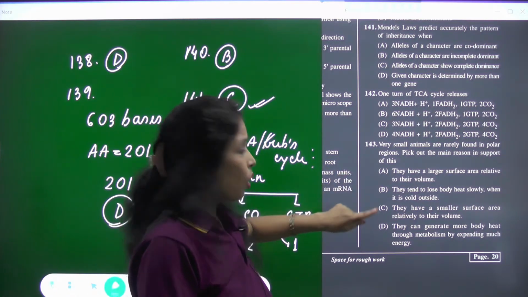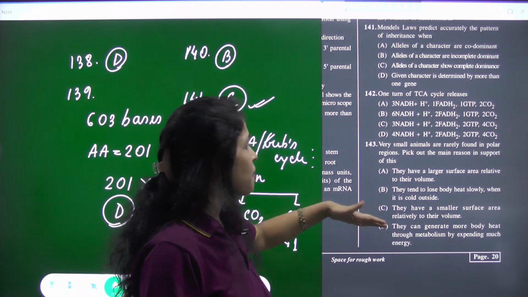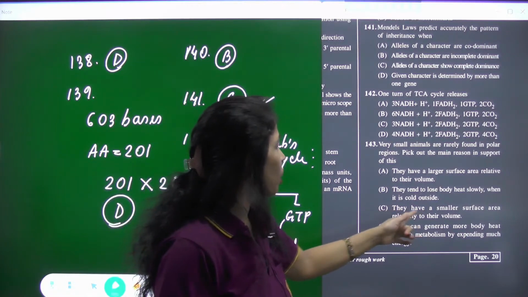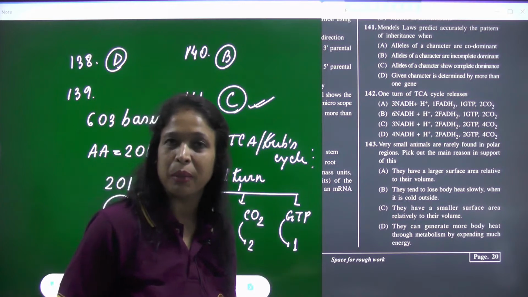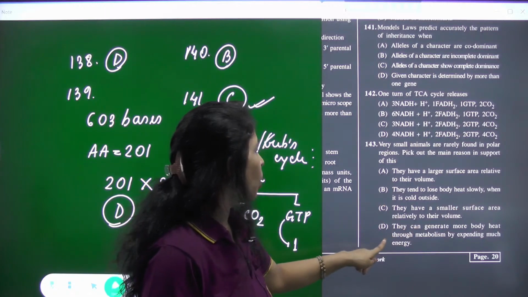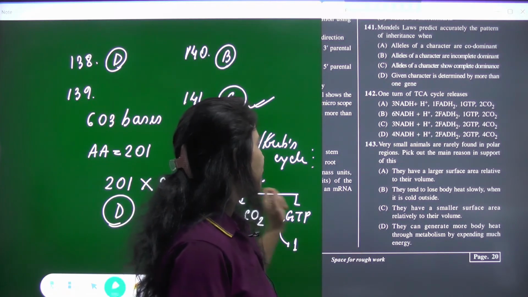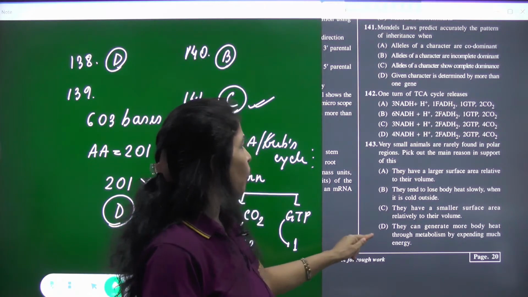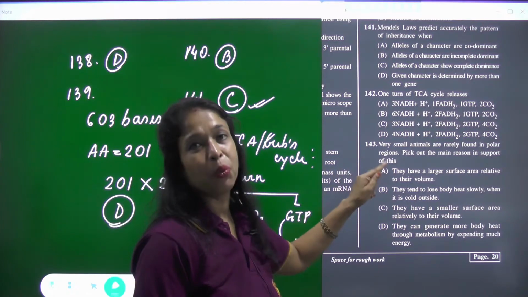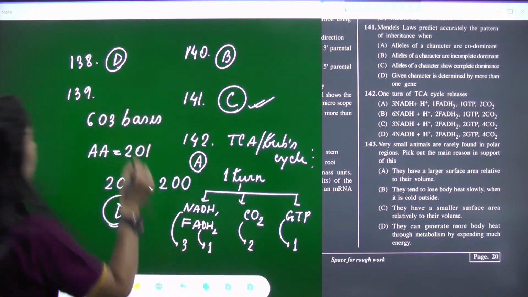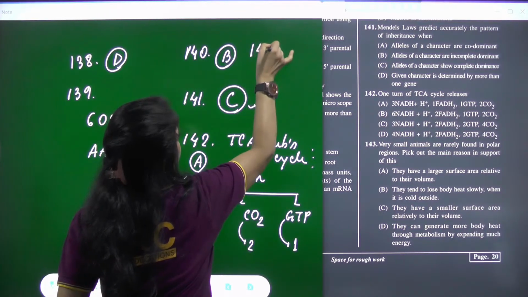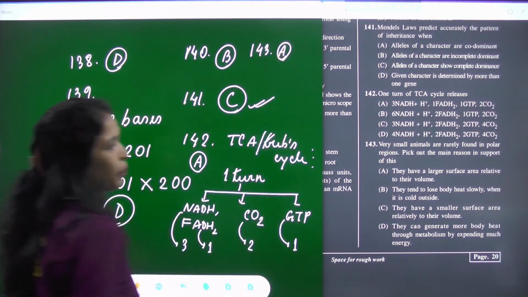This is correct. And the other option: they tend to lose body heat slowly. No, they tend to lose body heat fast. They have a smaller surface area. No, the smaller the size of the body, the higher the surface area, not smaller. They can generate more body heat through metabolism by expending much energy. This is also not appropriate for the statement given in the question. So as per the question, the answer will be what? That is the very first option, A. For 143, let's write here, the answer will be A, okay.